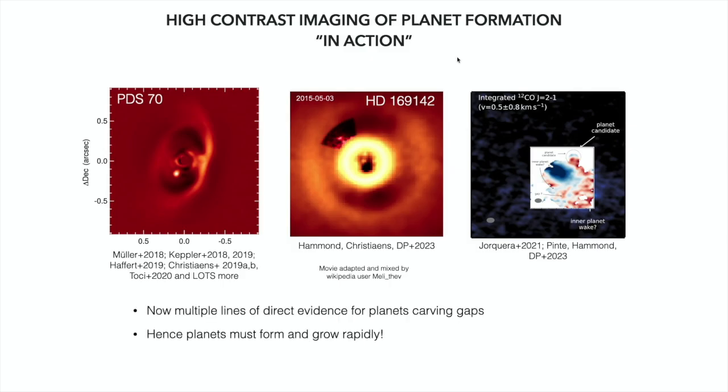So we've got multiple lines of evidence for planets carving gaps. Hence, since these disks are quite young, the implication is that planets must form and grow quite quickly. We're starting to get hints about how they grow as well, but we're not really there with the details yet. But I want to move on to a bigger question that maybe you haven't thought about just yet, which is: what's in the middle of all of these disks?